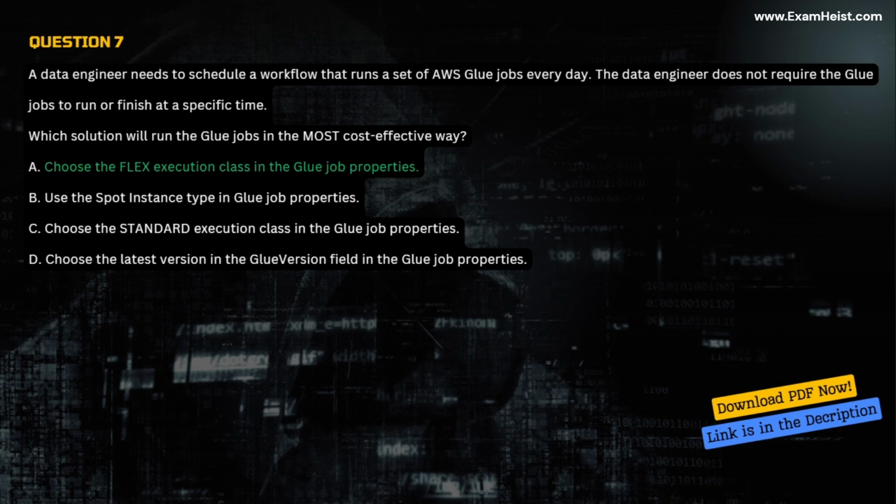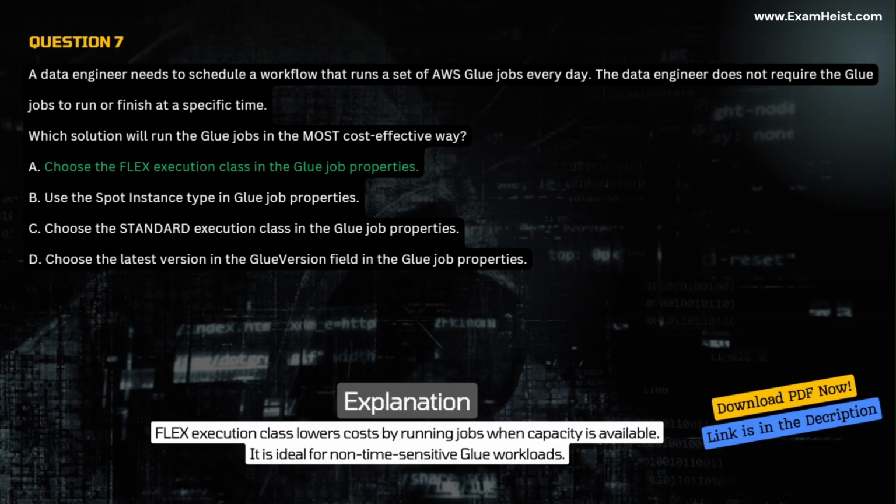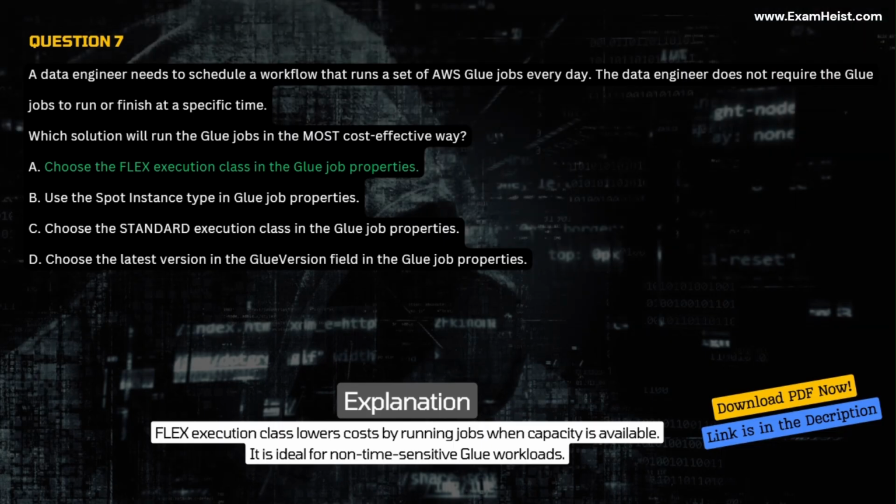Correct answer A. Choose the Flex Execution class in the Glue job properties. Explanation: Flex Execution class lowers costs by running jobs when capacity is available. It is ideal for non-time-sensitive Glue workloads.